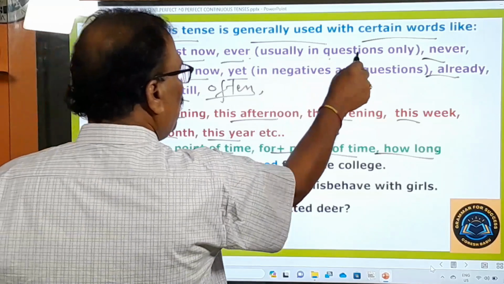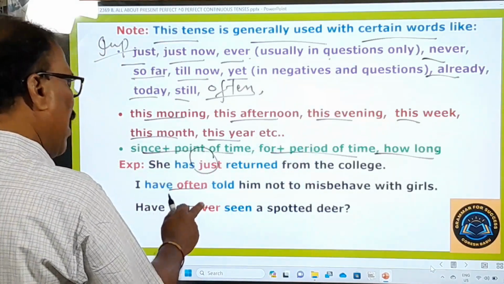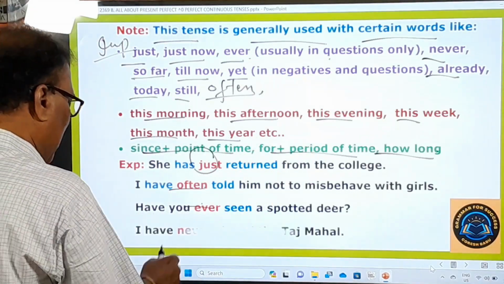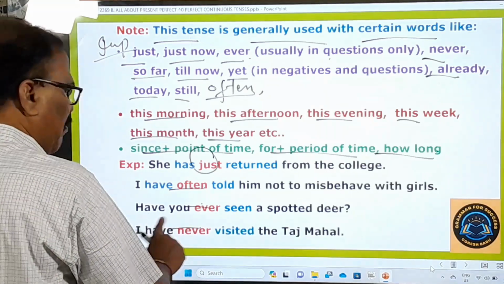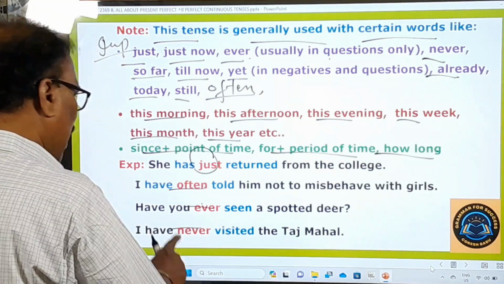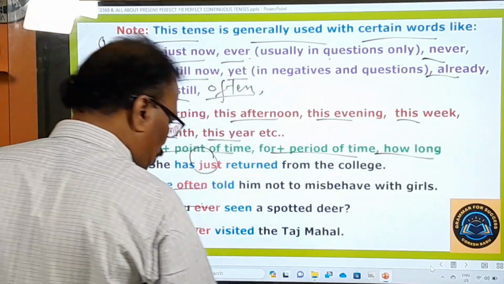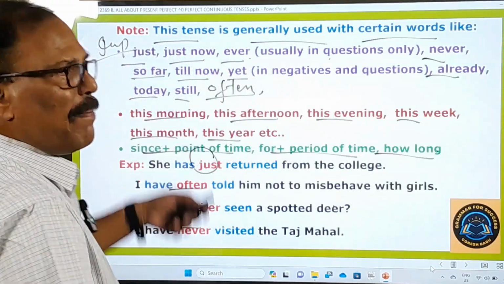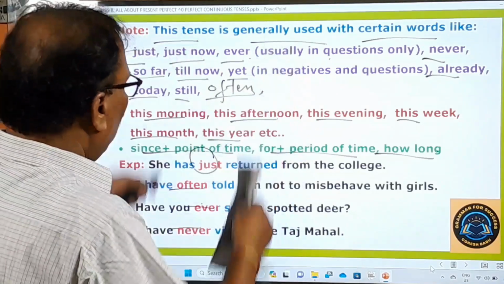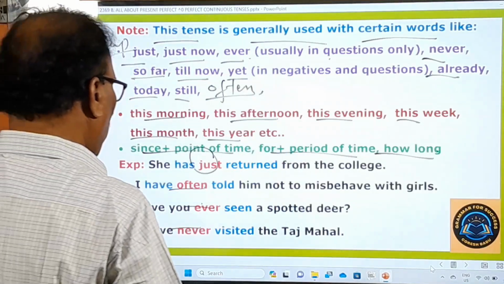Ever is generally used in the question. With ever we have to use only present perfect. And I have never, with never we have to use only present perfect. I have never visited the Taj Mahal. So with all these words we have to use only the present perfect. Some more examples I think I have given you. Please go through all those examples also.